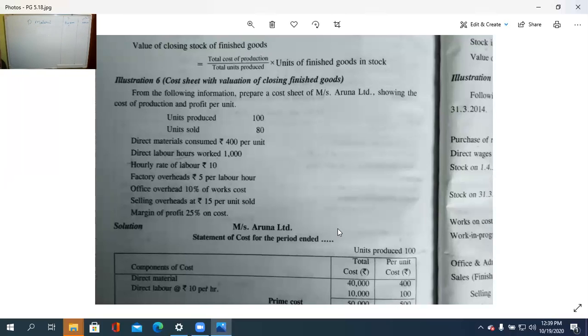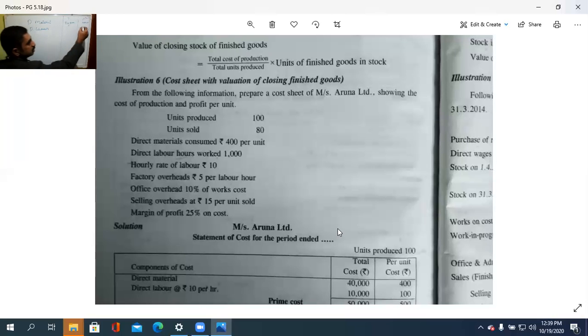Okay. Then 400 per unit, not 40. 400 per unit, 400 into 100, that is 40,000. Then direct labor hour. Direct labor, how much is it? 1,000 labor hours, hourly rate 10.